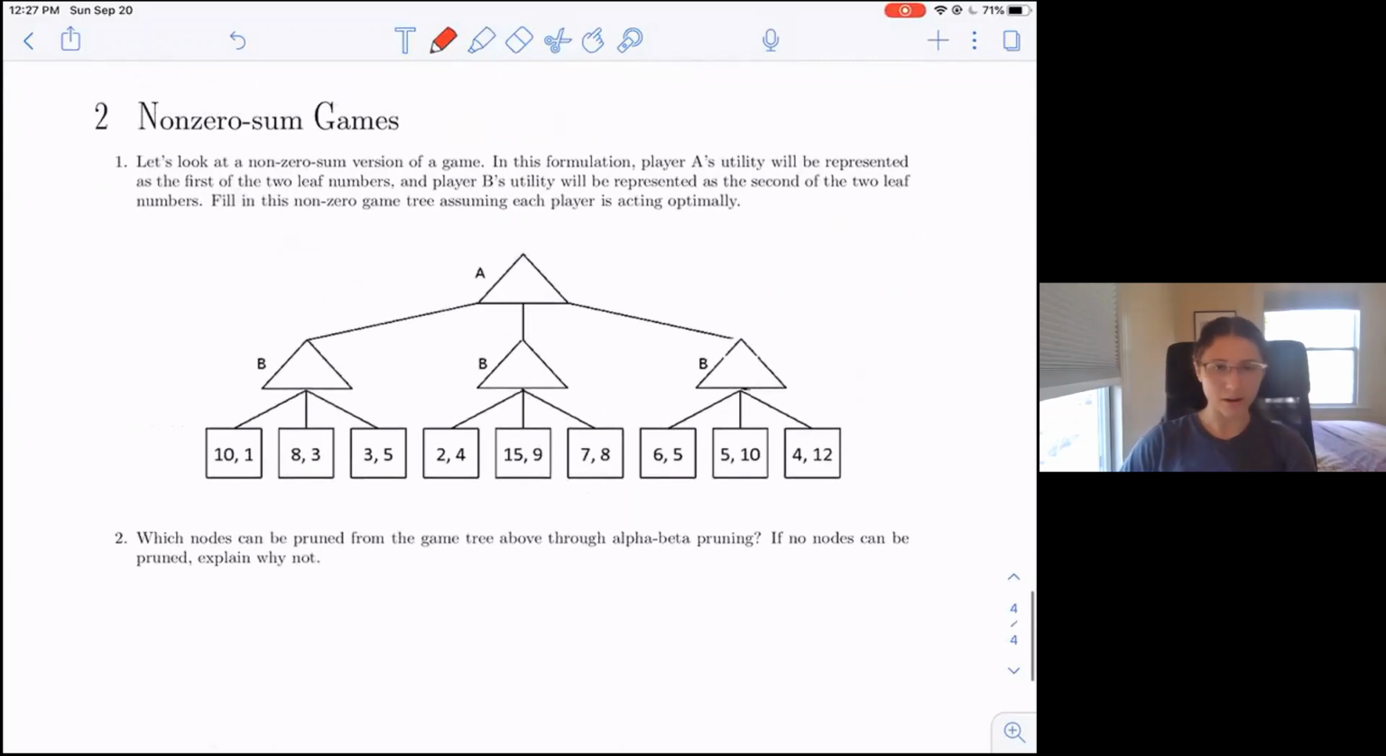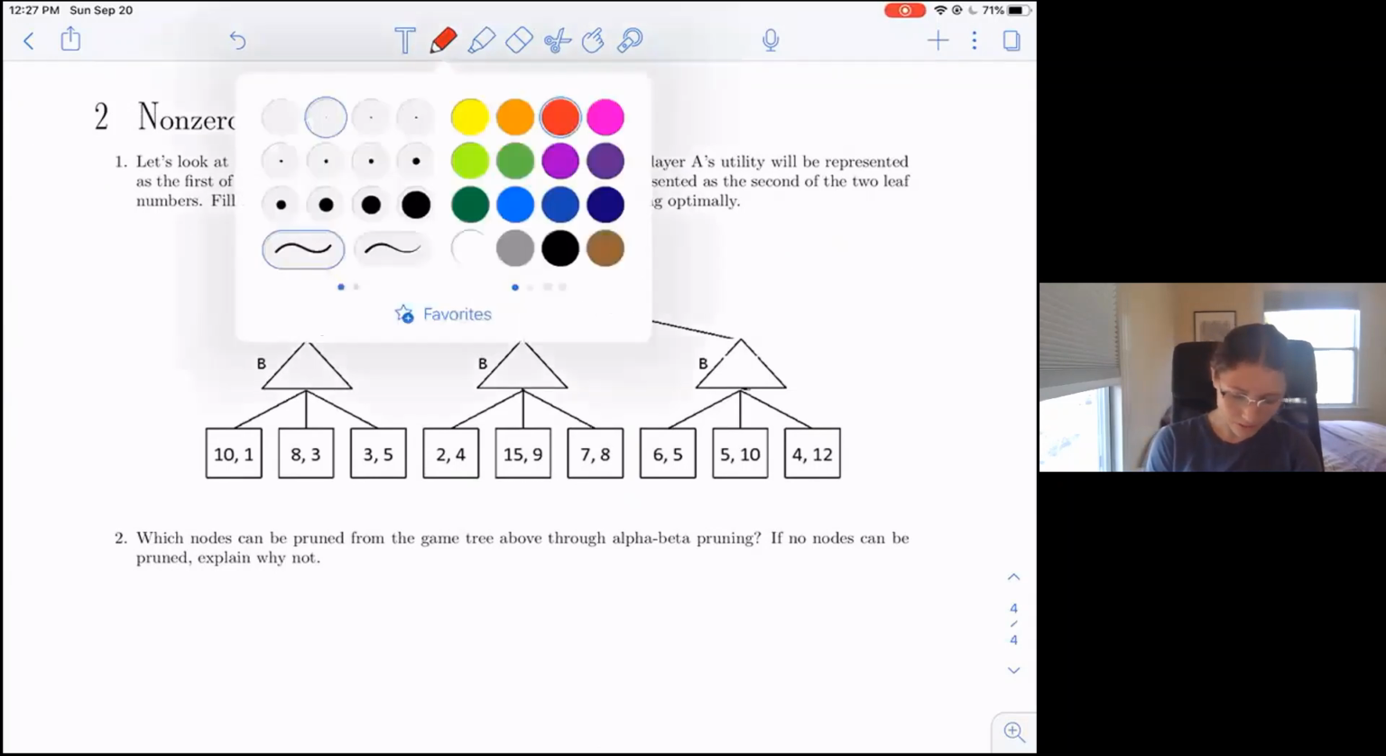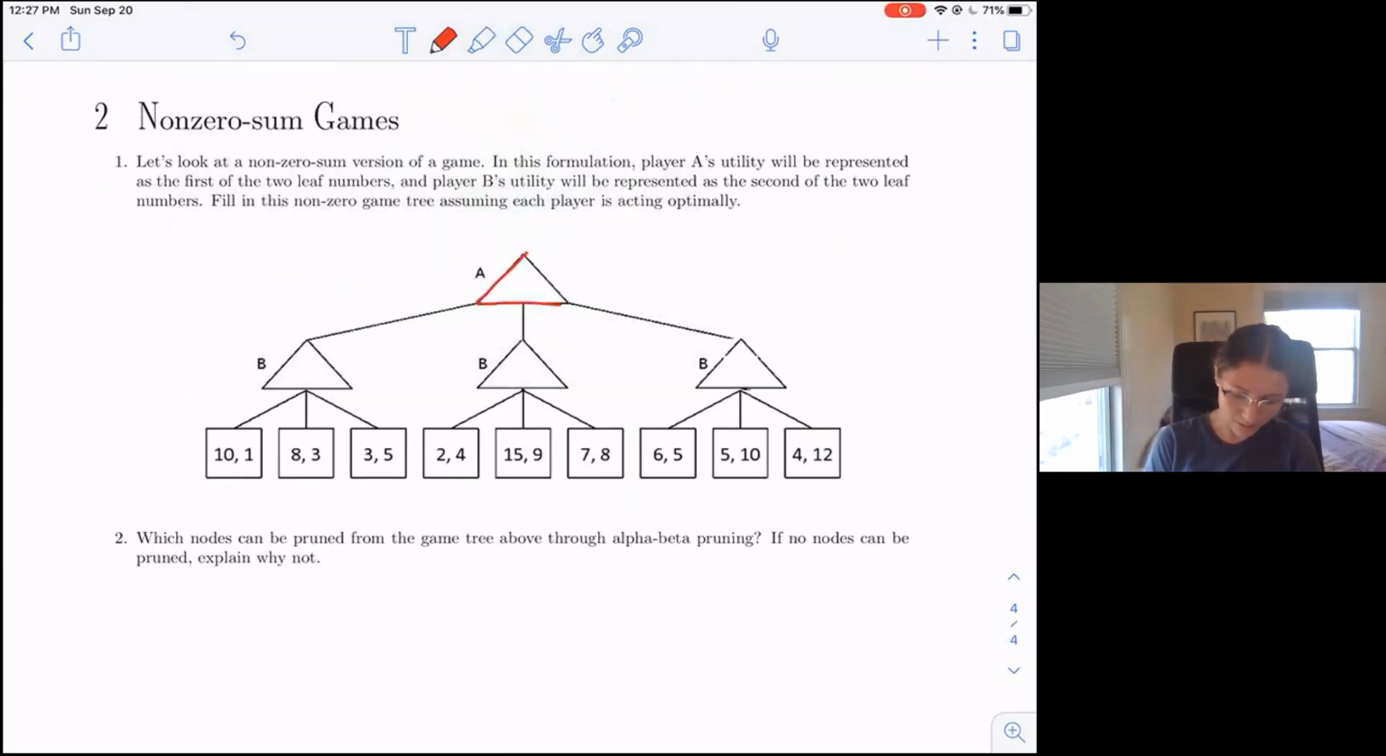All right. Let's take a look at our final example. We're talking about non-zero-sum games now. In this formulation, we have two players. A's utility is going to be represented as the first of the two leaf numbers. So just to make that clear, I'm going to say A is going to be a red-looking player here, and the first of the two numbers is going to correspond to A's utility. And then B is going to be the second. So B player is here, and the second numbers correspond to their utility.